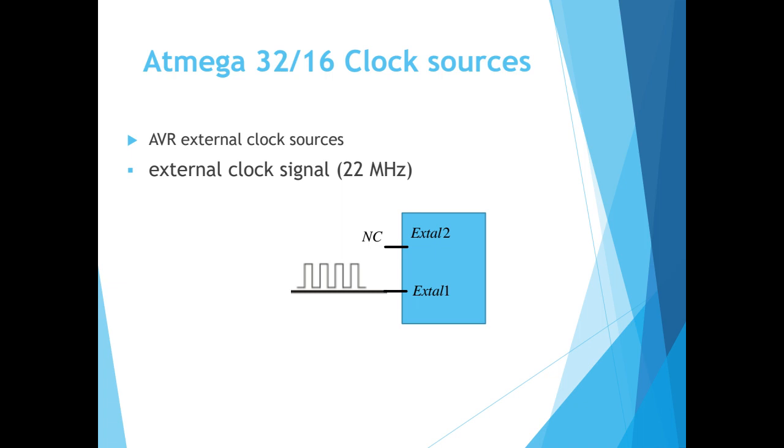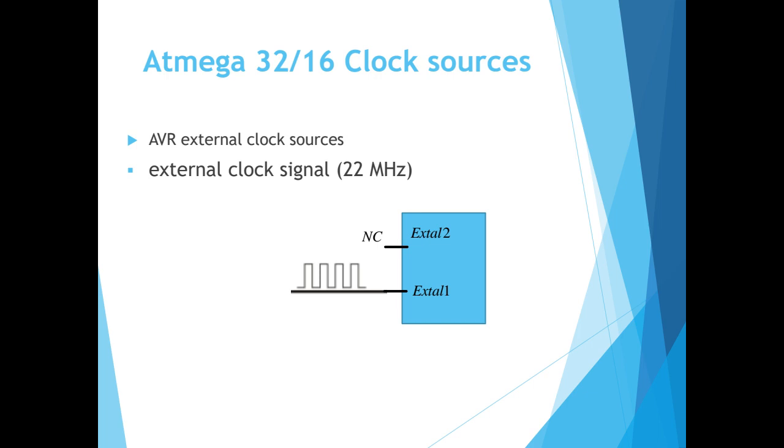As I said, our AVR includes two types of clock sources. Internal, I explained about internal clock sources. Then I want to talk about the different types of external clock sources too. We will have three types of external clock sources.